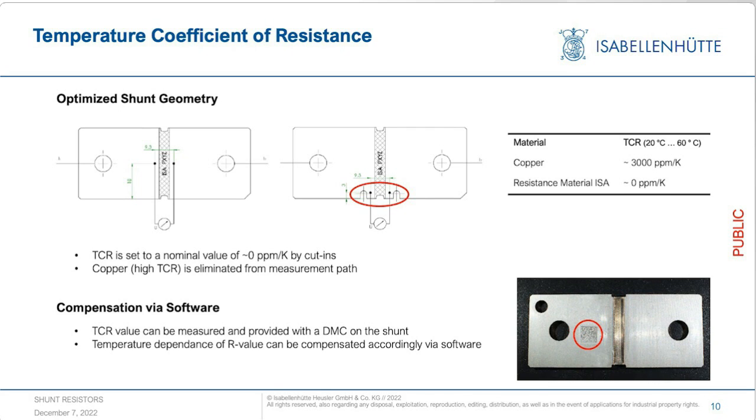So even if you have a perfect resistance material, you typically find a TCR at device level because of that copper you have within your measurement path.